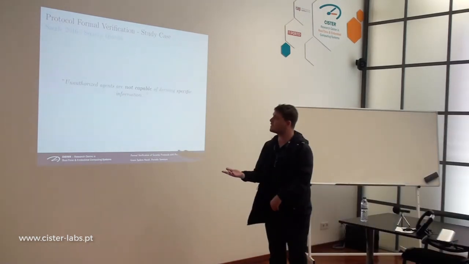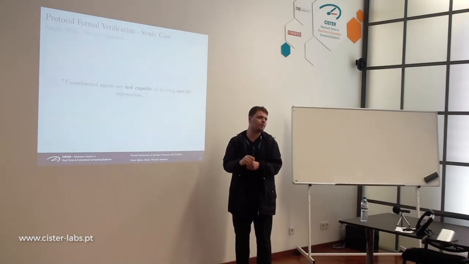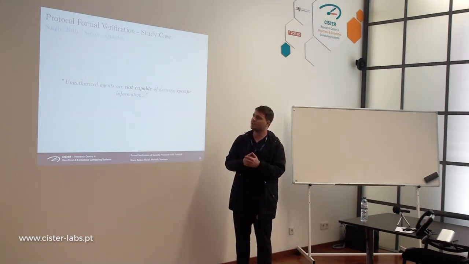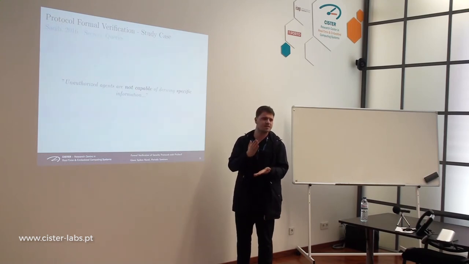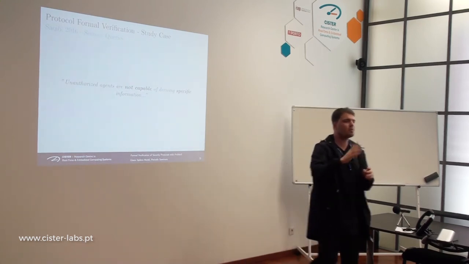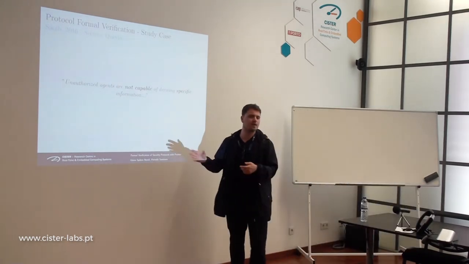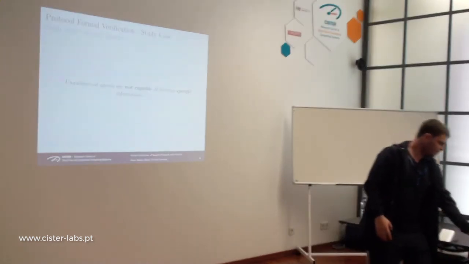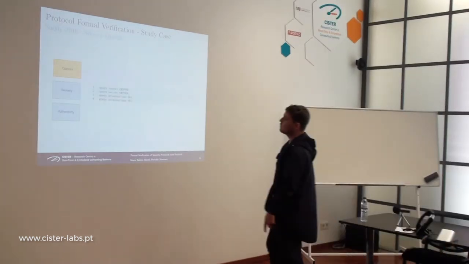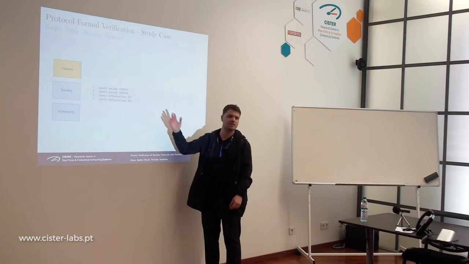For the queries, I said that they can be either for secrecy or authenticity. In ProVerif, secrecy is guaranteed when an unauthorized agent is not capable of deriving some specific information of the protocol. For example, if you want to check if the private key of A or the private key of B is secret, you just put a query like this to verify if the key is secret or not.